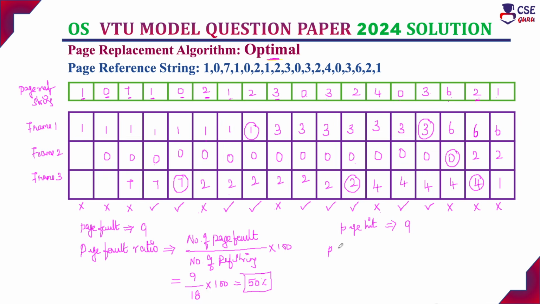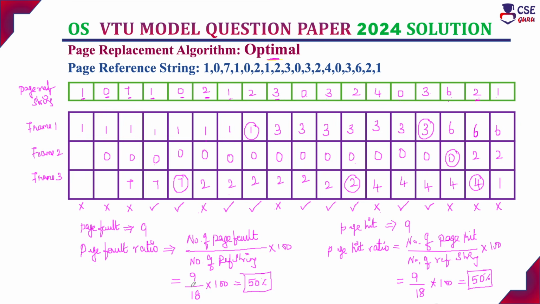Similarly, page hit ratio if you are considering in the sense, it is number of page hit divided by number of reference string into 100. So here number of page hit is 9, number of reference string given in the problem is 18 into 100. So you will get it as this also 50%. So here number of page fault ratio is also 50%, number of page hit ratio is also 50%.